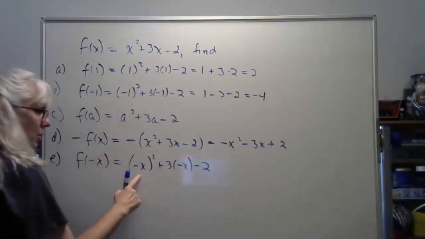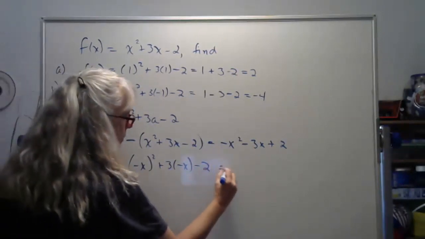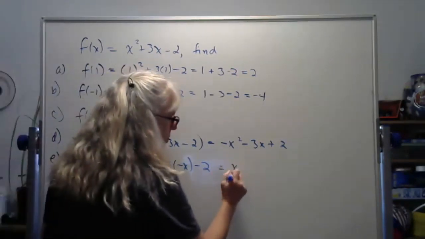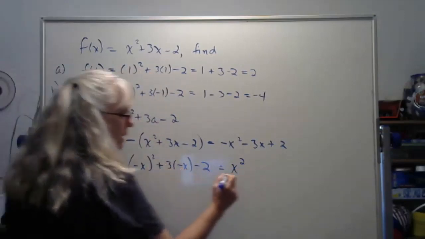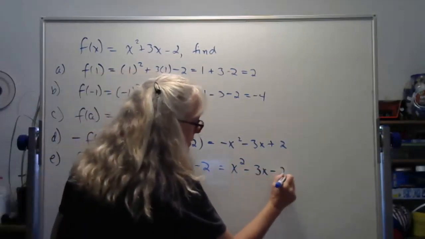So I have a negative x in parentheses that I need to square. I'm going to have 3 times the negative x and then minus 2. Well, we know a negative x squared is a positive x squared. And again, notice the exponent stays there. That positive 3 times that negative x is going to make that a minus 3x. And that minus 2 is going to stay as a minus 2.